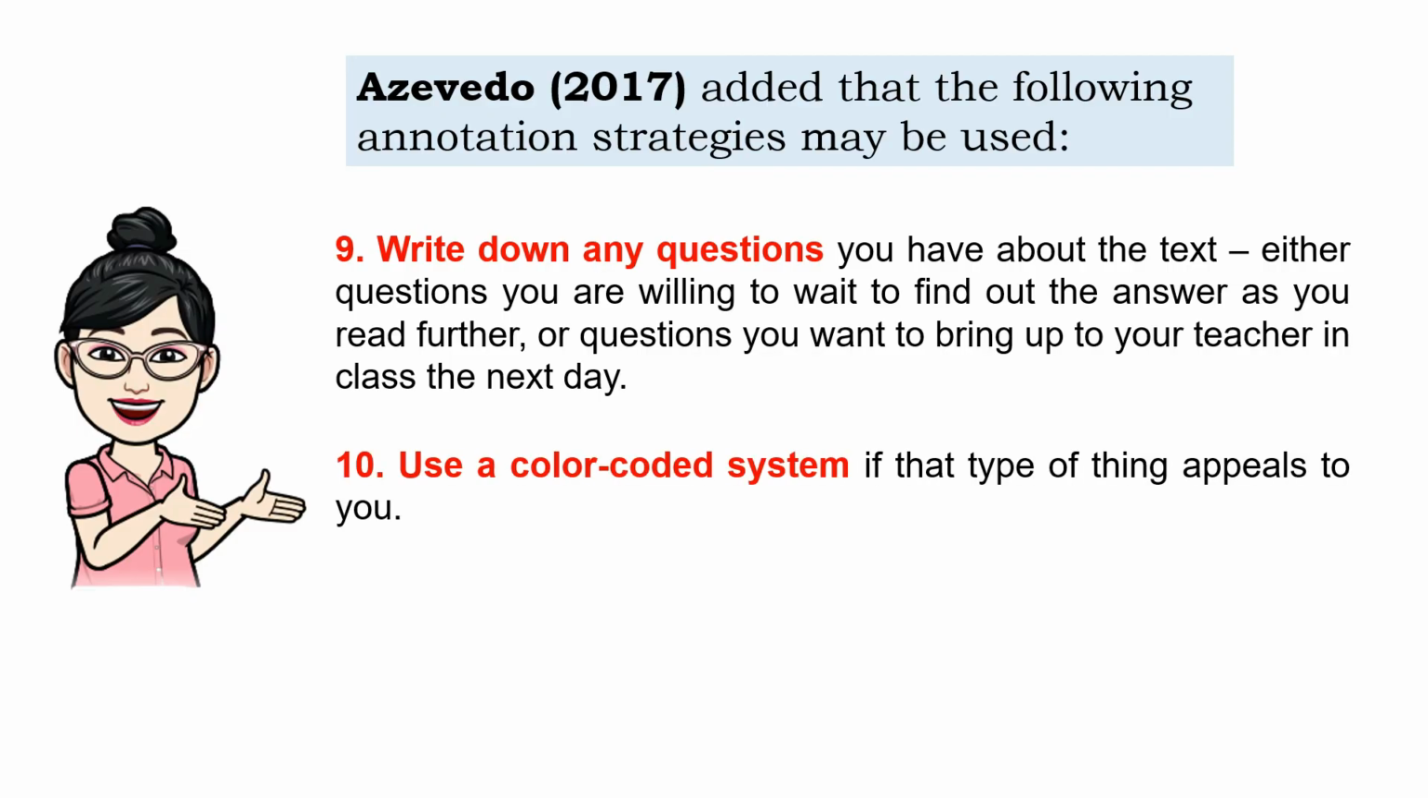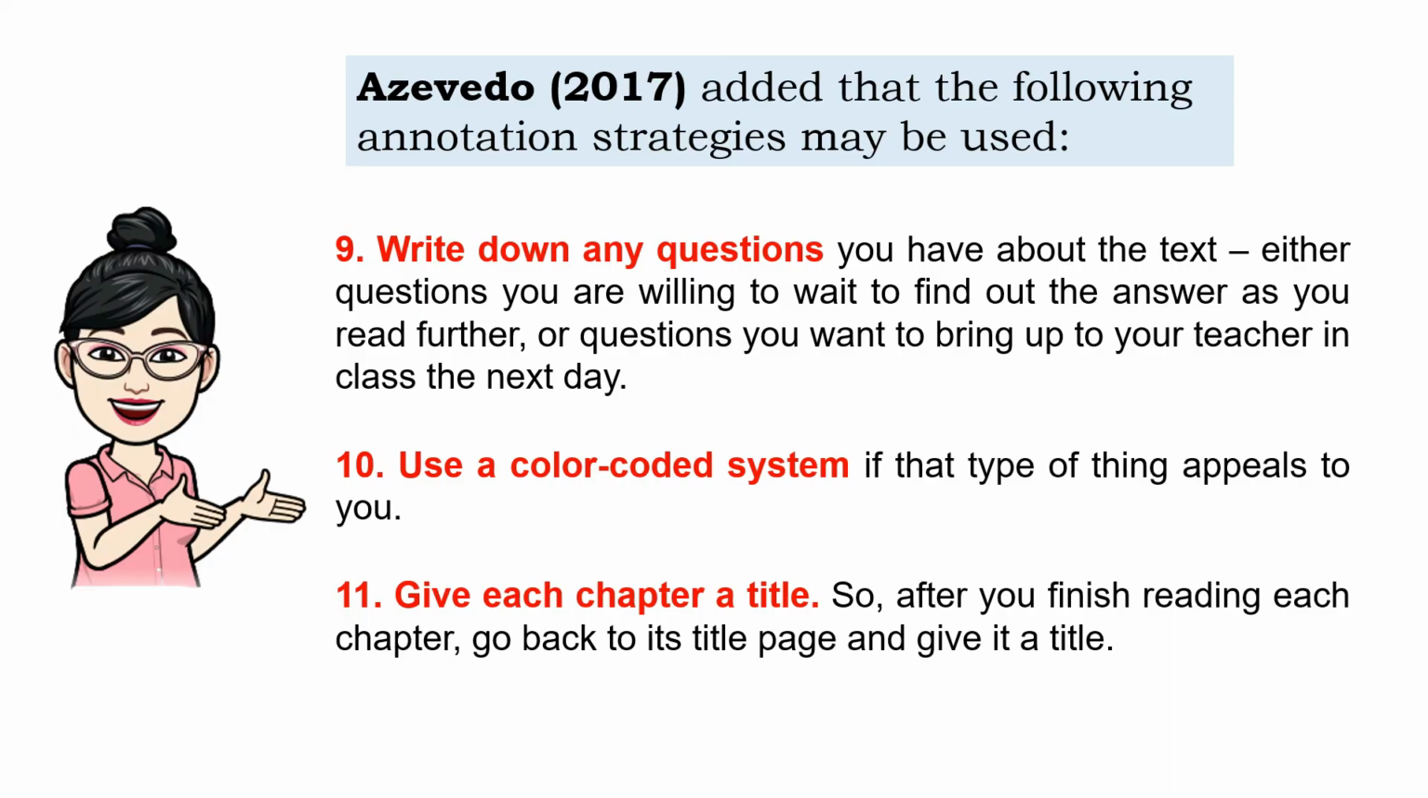Ten, use a color-coded system if that type of thing appeals to you. And eleven, give each chapter a title. So after you finish reading each chapter, go back to its title page and give it a title.